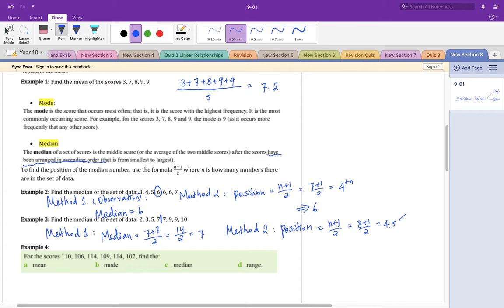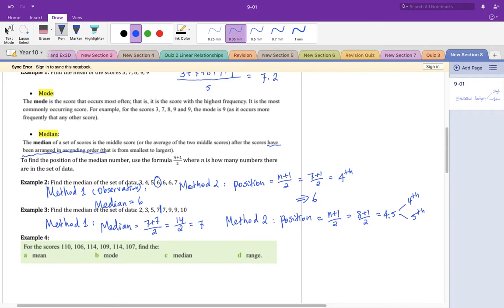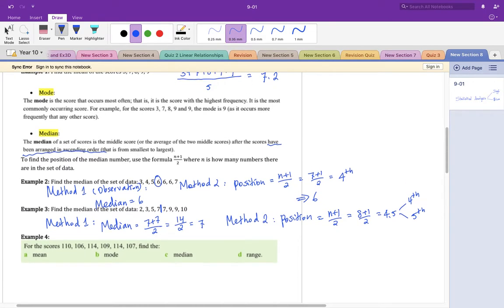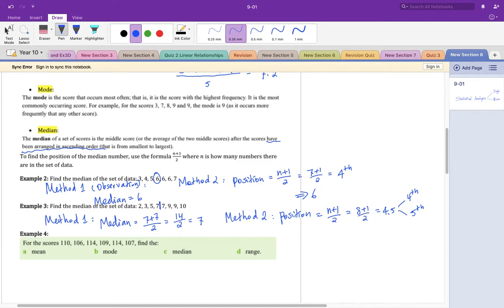It's right in the middle of 2 things. It's right in the middle of the 4th number and the 5th number, right? So once again, you just find the average of these 2 numbers. I see the 4th number is 7. The 5th number is also 7. So the median is, once again, the average of the 4th and 5th, 7 plus 7 over 2. So that's also going to give you 7.